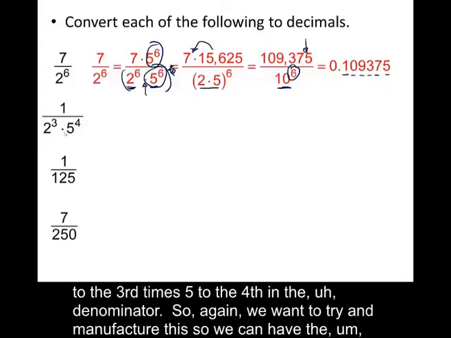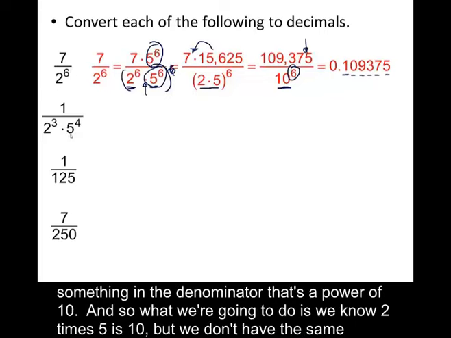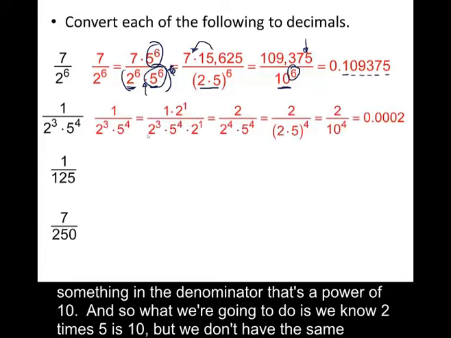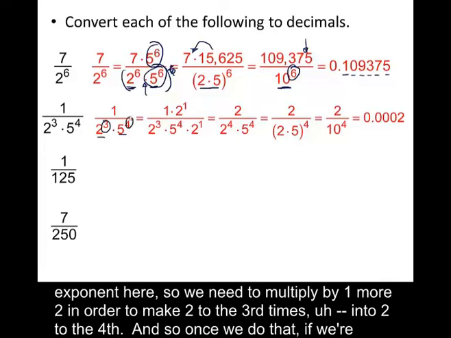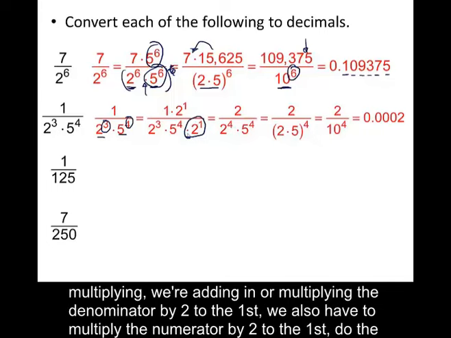So again, we want to manufacture something in the denominator that's a power of 10. We know 2 times 5 is 10, but we don't have the same exponent here, so we need to multiply by one more 2 in order to turn 2 to the third into 2 to the fourth. And once we multiply the denominator by 2 to the first, we also have to multiply the numerator by 2 to the first, do the same thing.